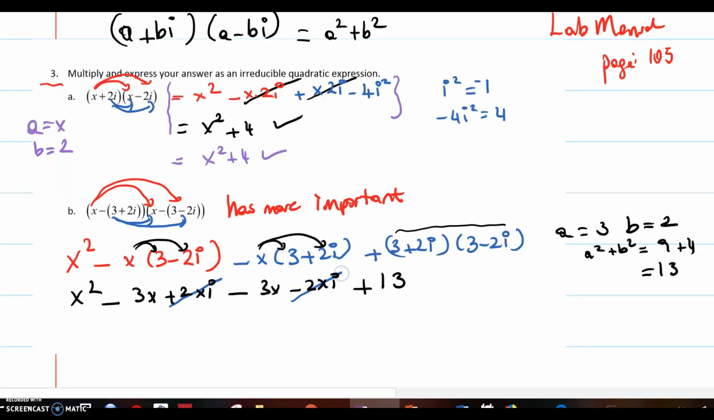This one and that one will cancel. I will need to add these ones, and I'm going to end up with that.